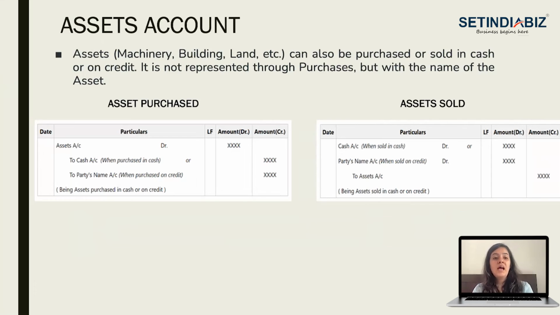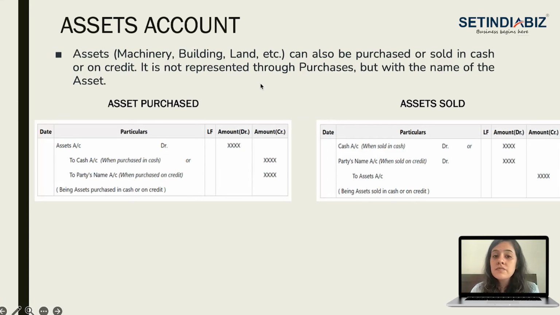Now, we have assets account. Assets accounts are like machinery, building, land. These are fixed assets, right? We have current assets like cash, stock. So basically, machinery, building, land, those assets which have heavy investments, which cannot be easily sold, are long-term assets, the fixed assets. And we also have current assets that can be easily converted into cash, like stock and cash. Now, assets can also be purchased or sold in cash or on credit.